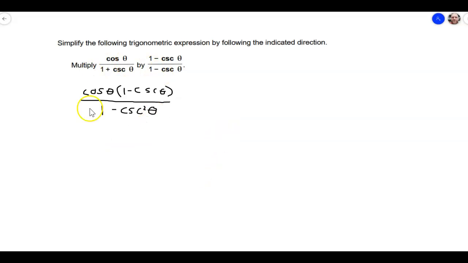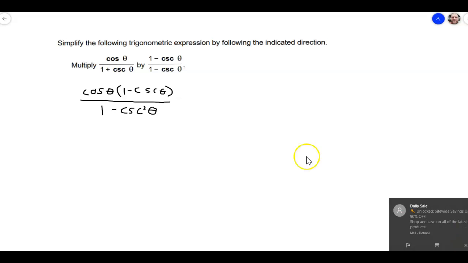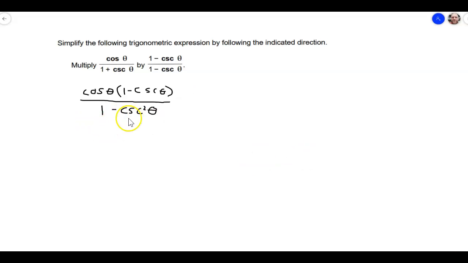Now they want us to simplify this as much as possible. So when we see a 1 minus one of our trig functions, like we said in the previous video, that should automatically trigger us to look for one of the Pythagorean identities for any of those trig functions. So if you know those identities or you have them written down, great, just go to them. If you don't, you just really have to know the first one. So I'm going to write down my first one here.